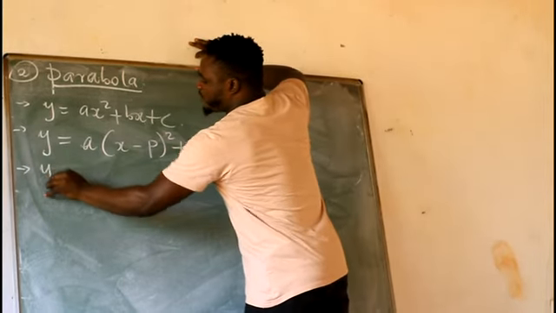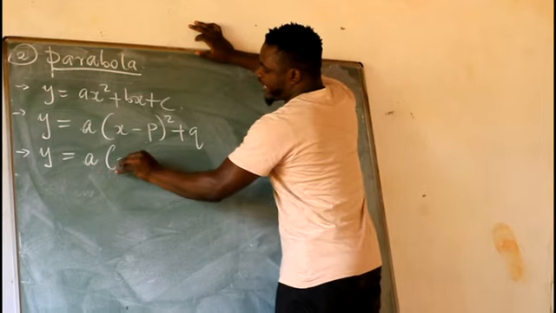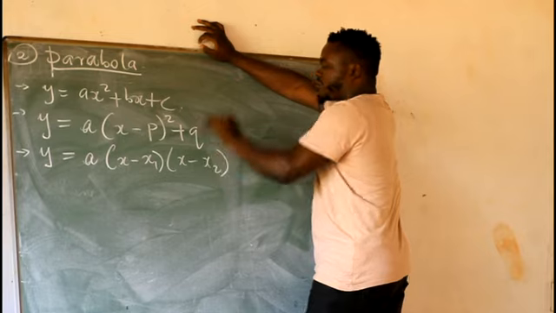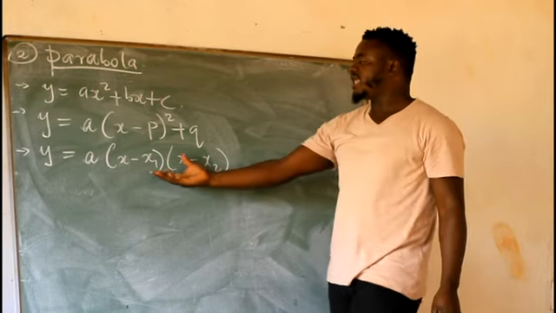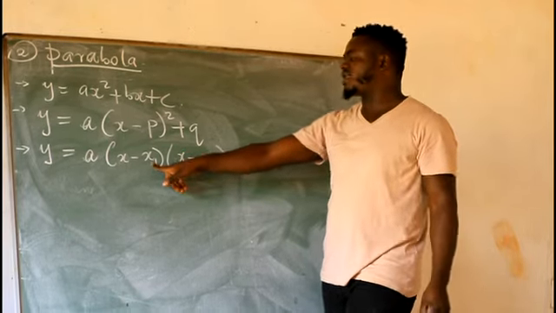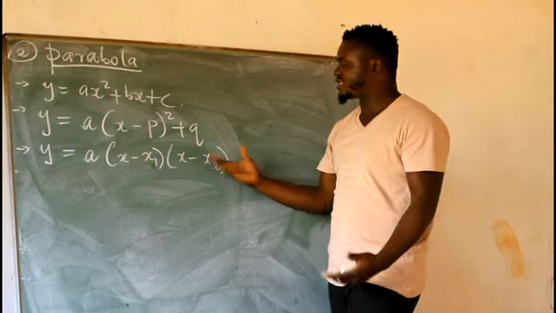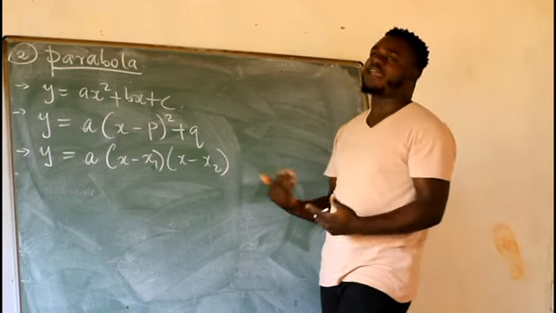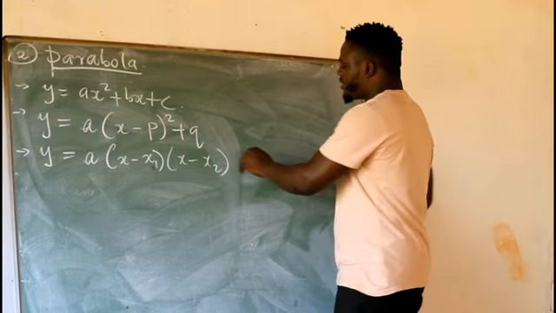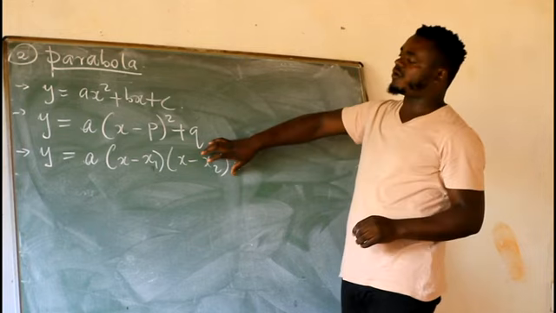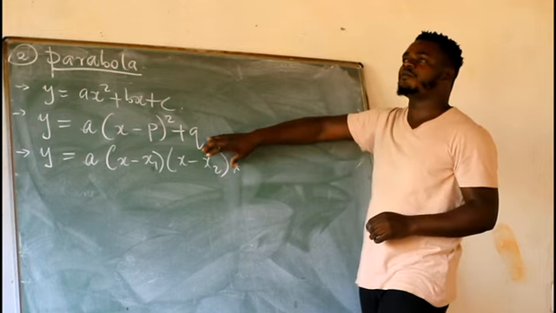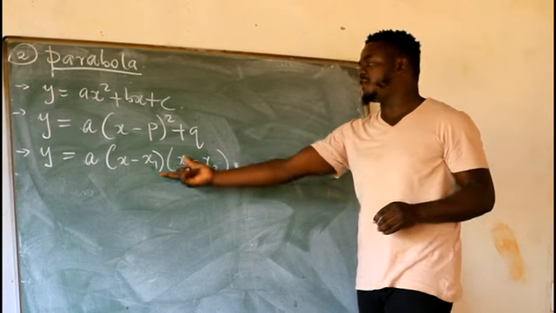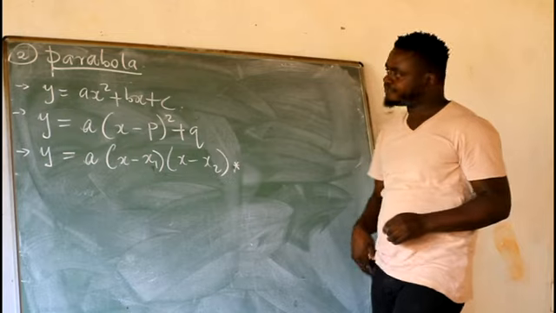The third one is going to be y equal to a into x minus x1, x minus x2. In different books you may find that x1 is given by r1 and x2 by r2. This simply means we're talking about the roots of x. We normally use this equation whenever we want to find the equation of a parabola, provided that you are given the roots of x.